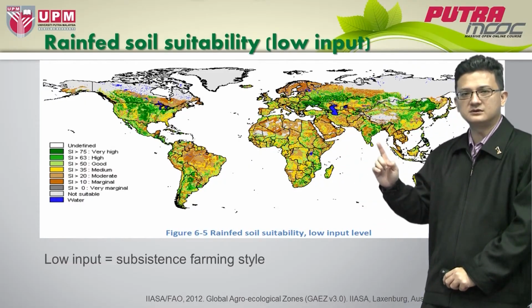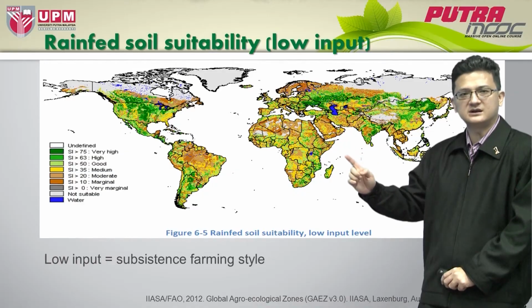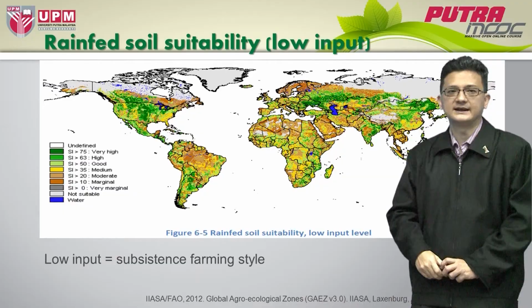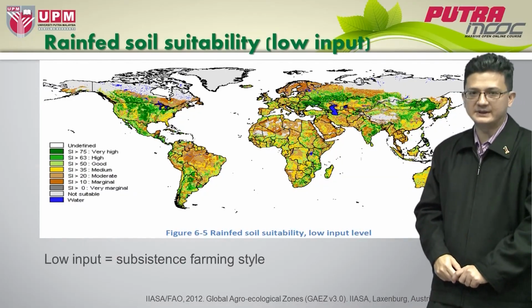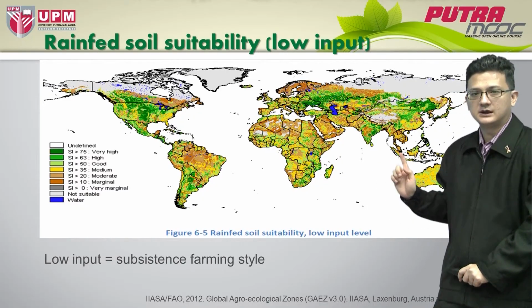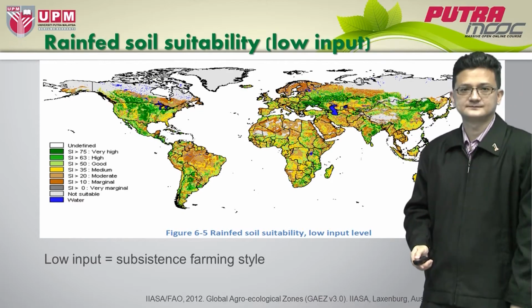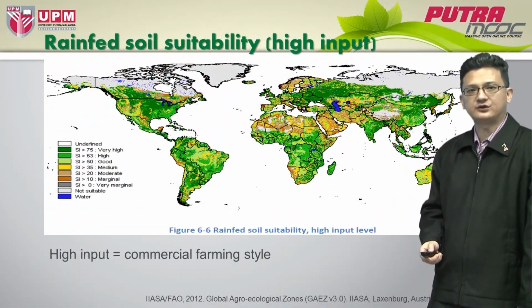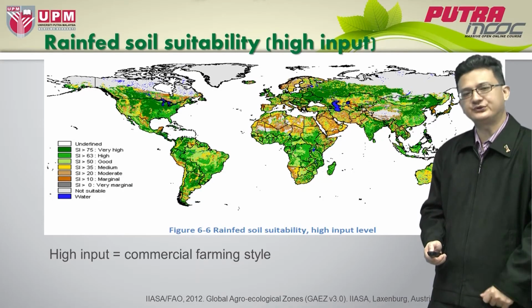Green means very good, yellow in the middle, and red means very bad for agriculture because of land soil suitability. Malaysia is in the middle, yellow. Compare this picture with this. This is rain-fed soil suitability with high inputs. This was low input, it's basically yellow, greenish yellows. But when you have high inputs, suddenly the whole land area becomes very green.